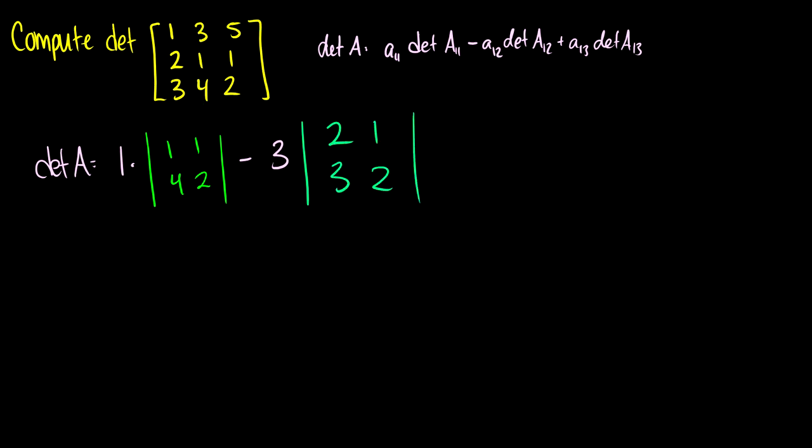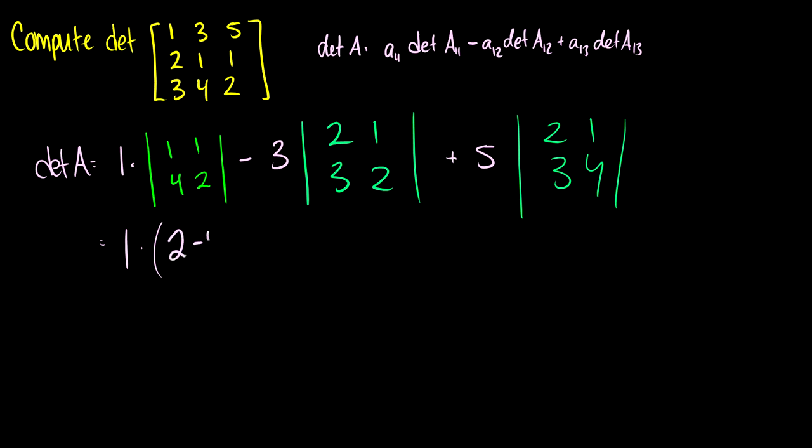And finally, we have to add a13, which is 5, times the determinant of capital A13. So that's going to take out the first row and the third column, so we're left with 2, 1, 3, 4. So at this point, we're down to the 2 by 2 case, so we know how to take the determinant of that. So we're going to get 1 times, well, remember it's AD minus BC, or the diagonal entries minus the diagonal entries, so it's going to be 1 times 2 minus 1 times 4.